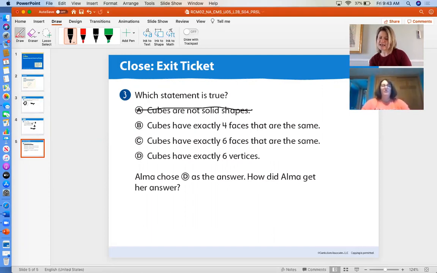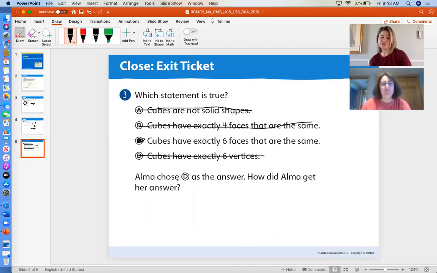Cubes have exactly 4 faces that are the same. How many faces does a cube have? 6. 6 faces. We have to remember that. Exactly 6 faces that are the same? Yes, that one is right. Cubes have exactly 6 vertices. Nope, remember they have 8 vertices, so that one's out.